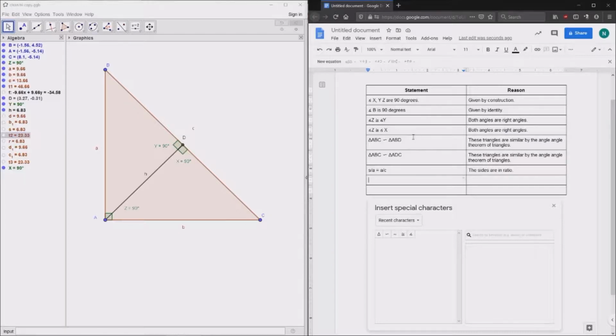So if we multiply S divided by A times AC, and we multiply A divided by C by AC, we then get SC equals A squared. This is just by algebra. Now let's do it for the other side.